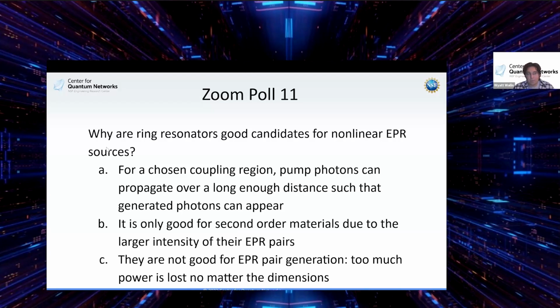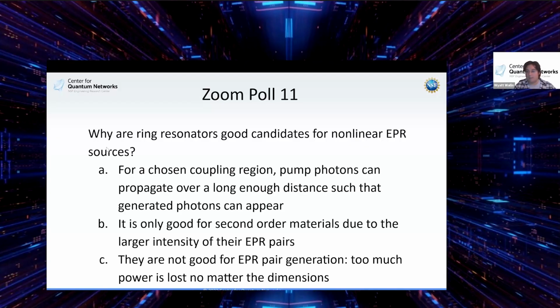How do I put this? The biggest thing to remember with second order sources is that they also have third orders. You have many materials that don't have second order effects, but they do have third order effects. But pretty much every material that has second order effects has third order effects. And so that becomes a bit of a problem.